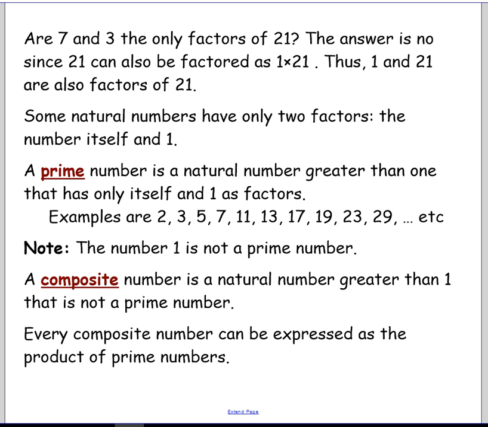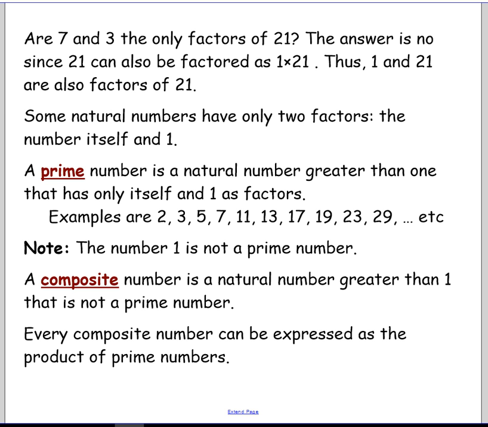Note that the number 1 is not a prime number because if we look at the definition, it says that it has only itself and 1 as factors. So it has exactly 2 factors. And the only way we can get 1 is 1 times 1, which is only 1 factor. So the number 1 is in a category all by itself.